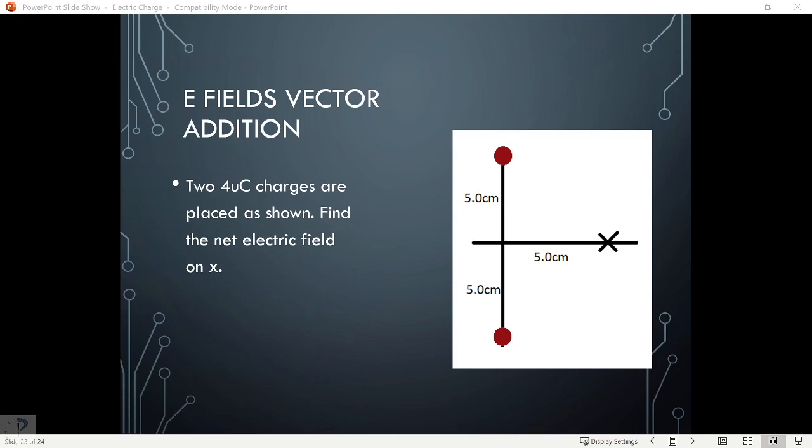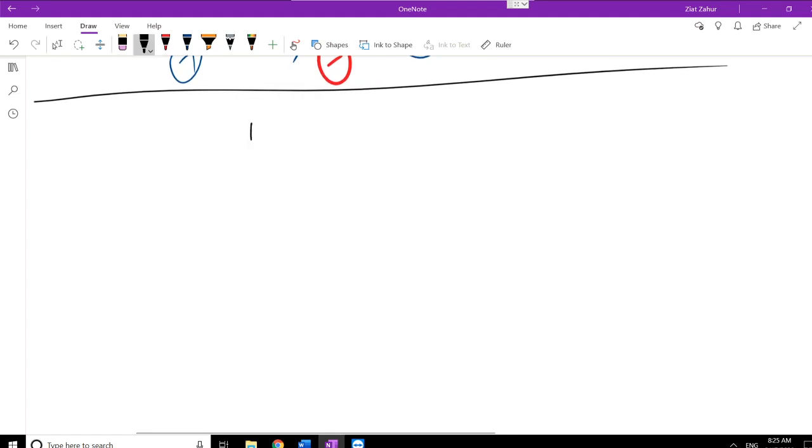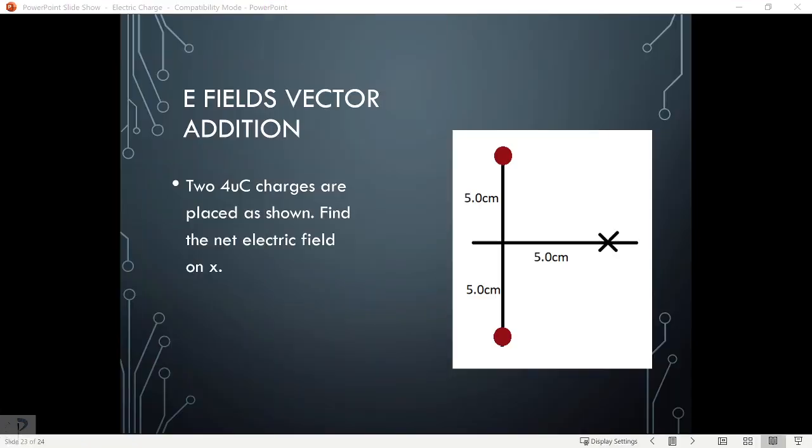All right. So let's go and draw that out on OneNote. And it's still a 5x5, except the charges are slightly different. Both charges are the same. So let's see, we have one here and one down here. And we're trying to find the net electric field at a spot that is also 5 centimeters away. So let's make sure, yep, that's it, 5 cm, 5 cm, 5 cm.